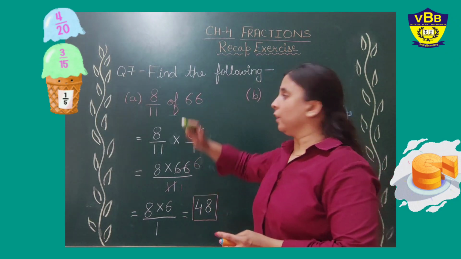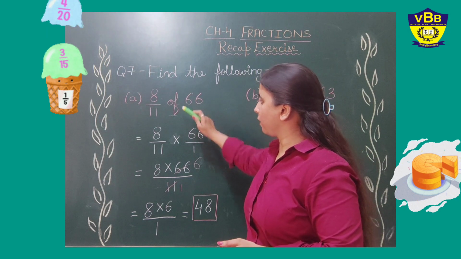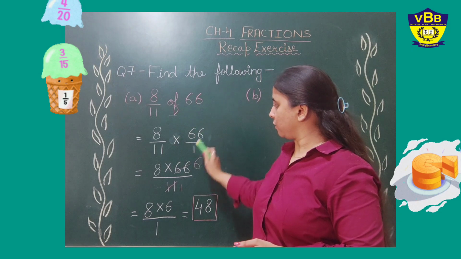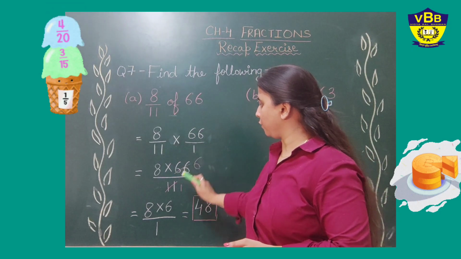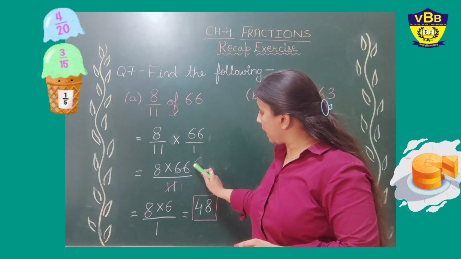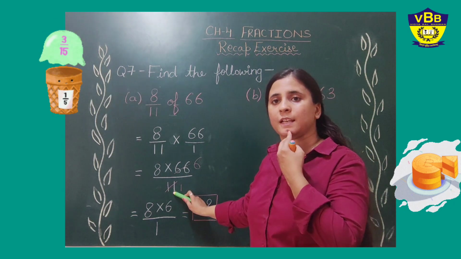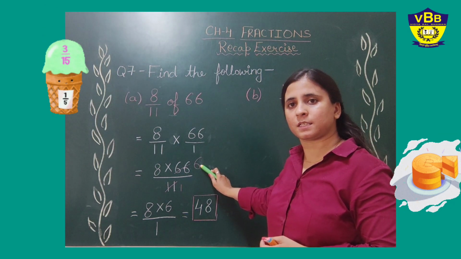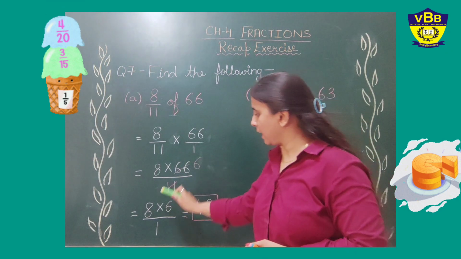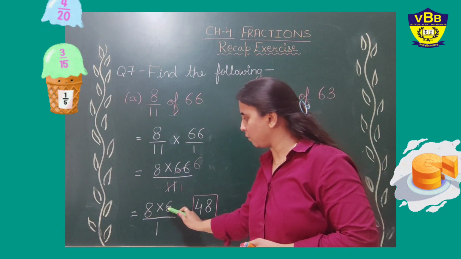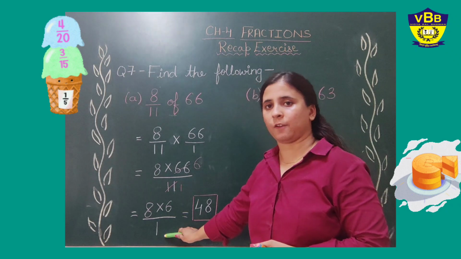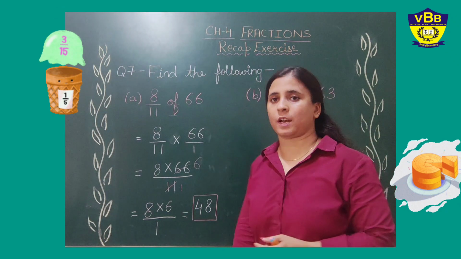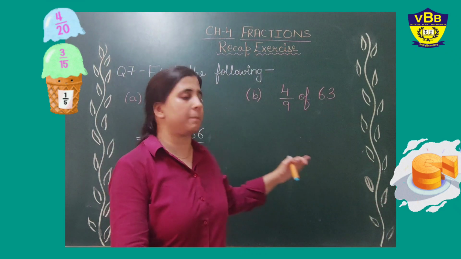What did we do? We converted of into the multiplication symbol. Then 8 into 66, 11 into 1. Then I divided 66 by 11. 11 ones are 11, 11 6s are 66. And after that we are left with 8 into 6, and in the denominator we are left with 1. So 8 6s are 48 and that's your answer. Let us see B part as well.